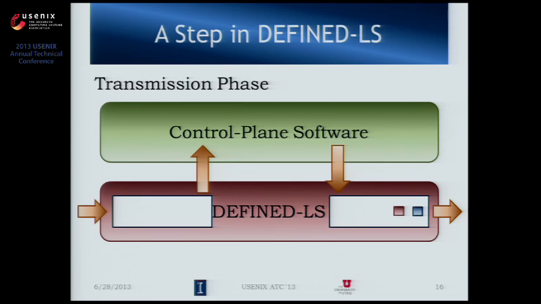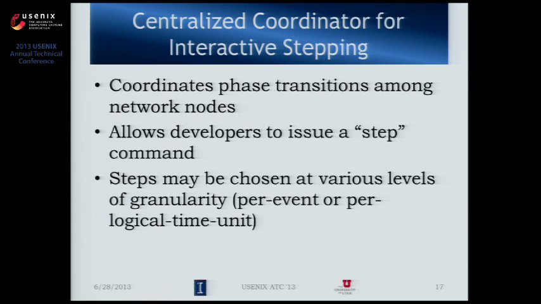And then when we go to the next transmission phase, this message is delivered to the neighboring nodes. By doing so, we will be able to precisely reproduce all the message ordering inside the production network. To be able to step through these message transmission phases, we use a centralized coordinator to allow developers to issue step commands. The step can be set up in different granularities. For instance, we can do it per event or per logical time unit.